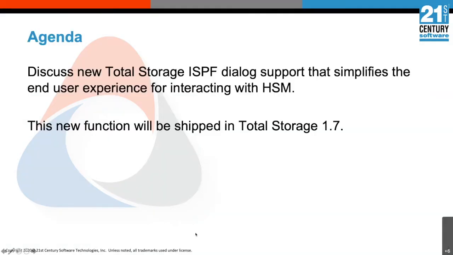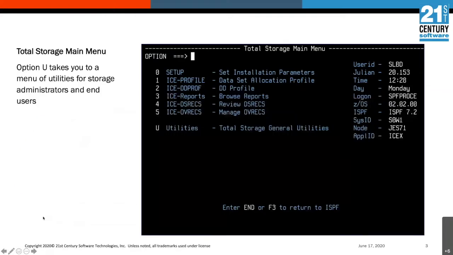So today we're talking about this new ISPF dialog that's being shipped along with Total Storage 1.7. It'll show up, or has already showed up, depending on where the shipping machinery is these days, in Total Storage 1.7. So it's available to you basically immediately. So let's just jump right in.